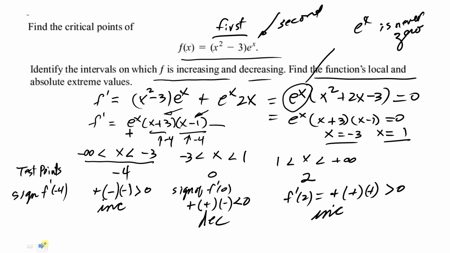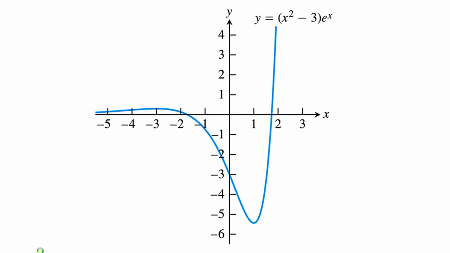So now we can graph this function and see, just as we calculated, that between minus infinity and minus 3, it's increasing. This is a graph of the function. And between minus 3 and plus 1, it is decreasing as predicted. And between 1 and infinity, it's again increasing.